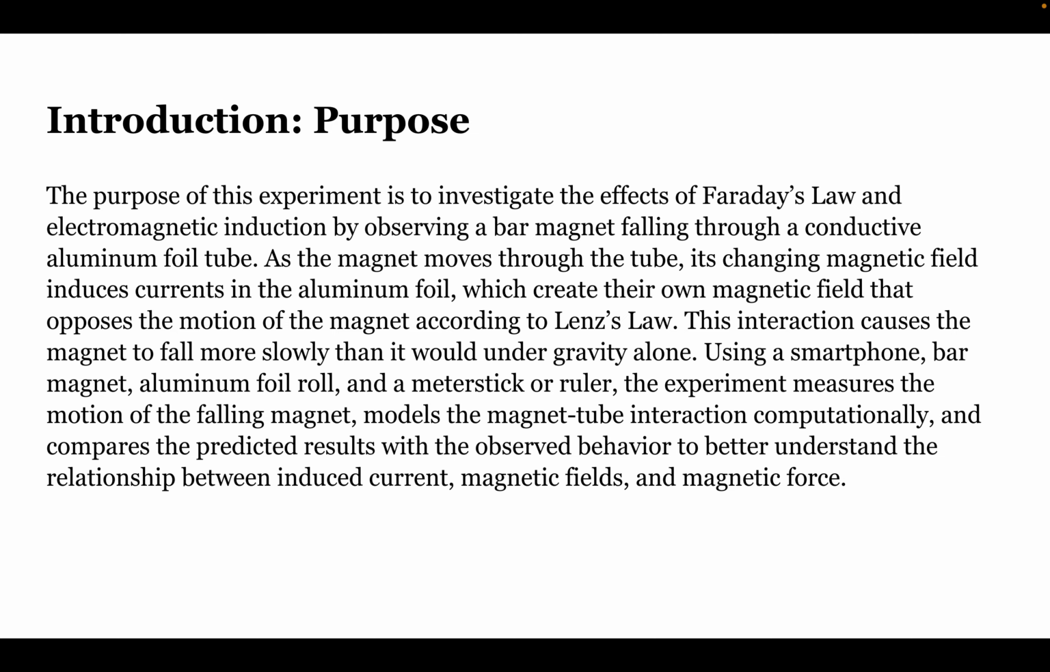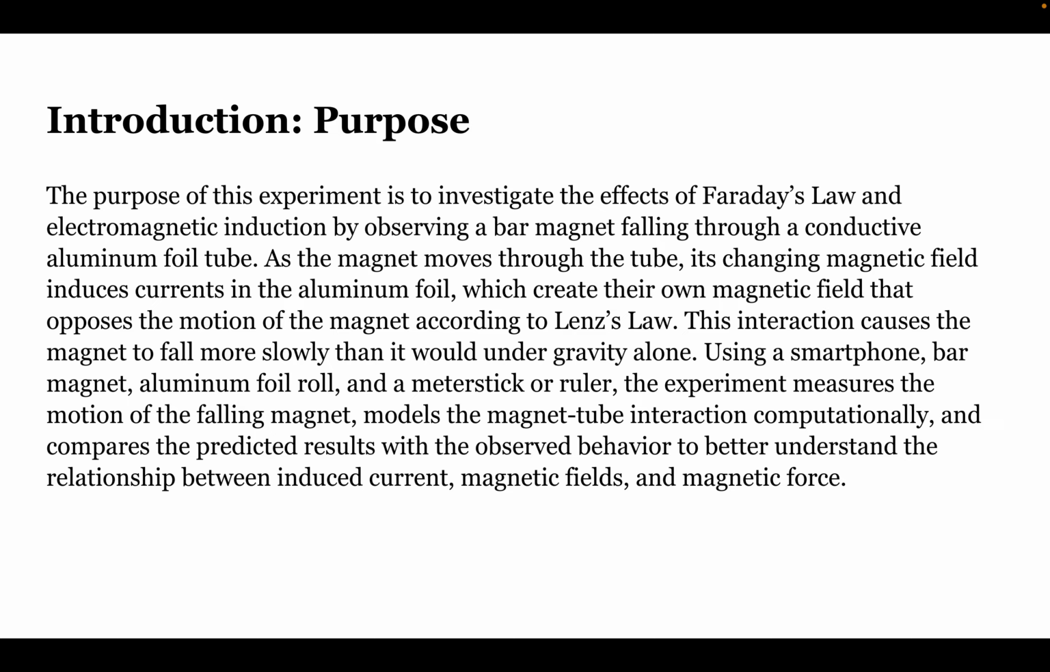As the magnet moves through the tube, its changing magnetic field induces currents in the aluminum foil, which creates their own magnetic field that opposes the motion of the magnet according to Lenz's law. This interaction causes the magnet to fall more slowly than it would under gravity alone.